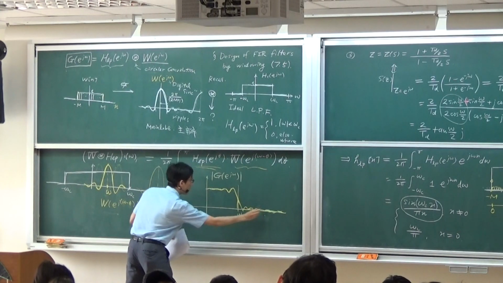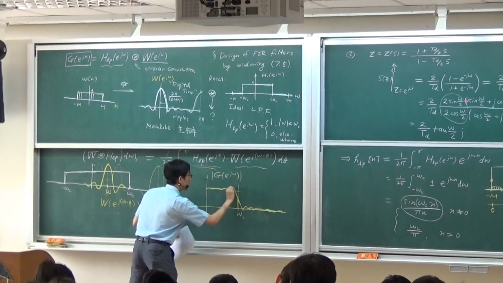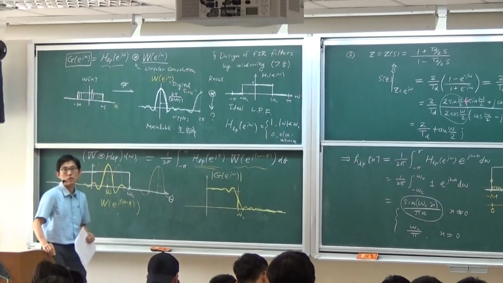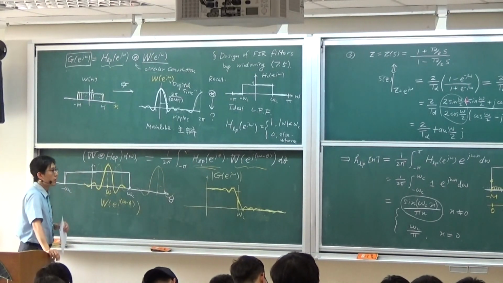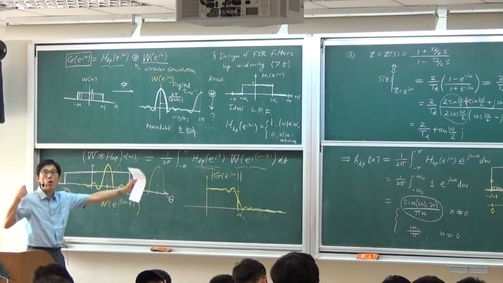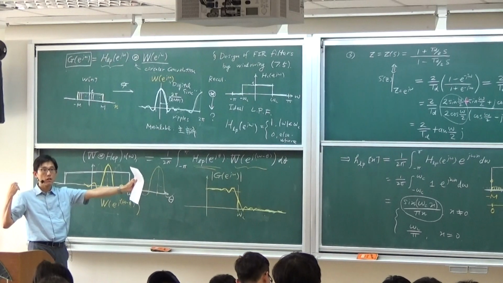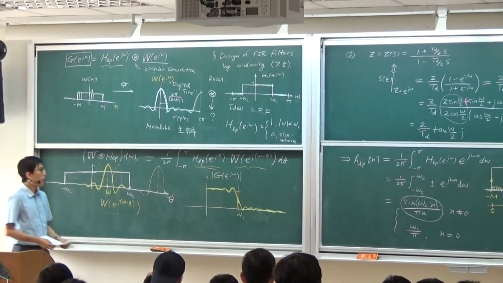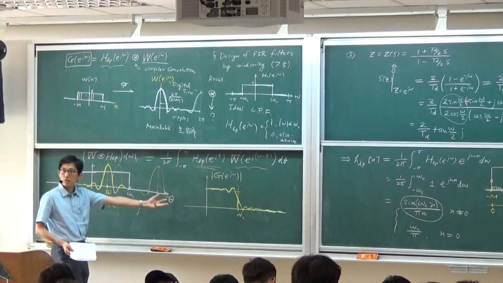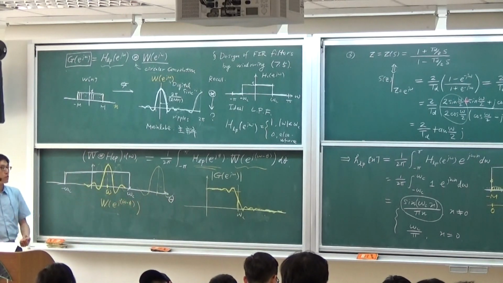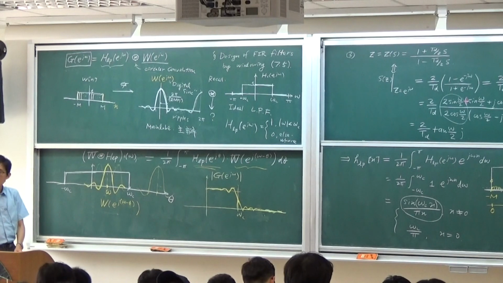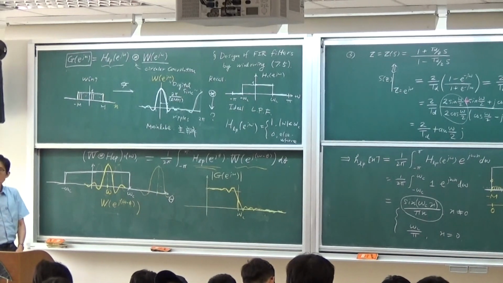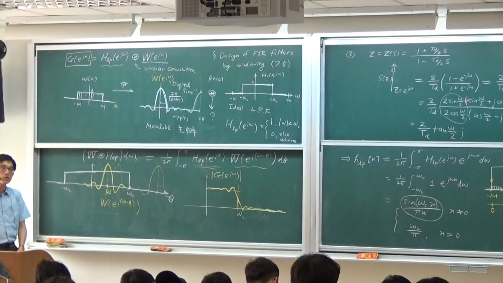Next time we'll talk about how high the ripple is and whether we can improve on it, perhaps by increasing the length of the window. How much can we approach the ideal? So we'll keep talking about this new topic, FIR filter design, next time we meet on Thursday.